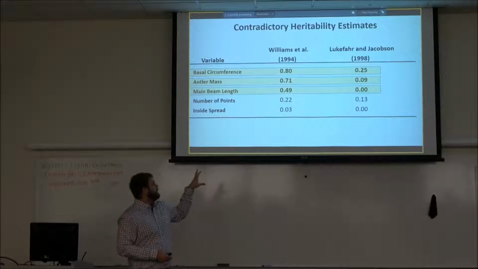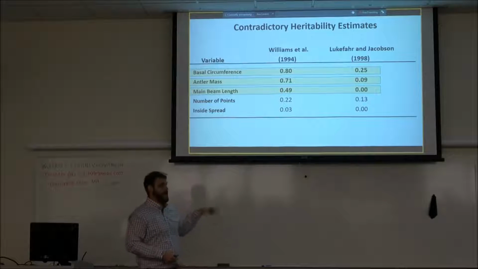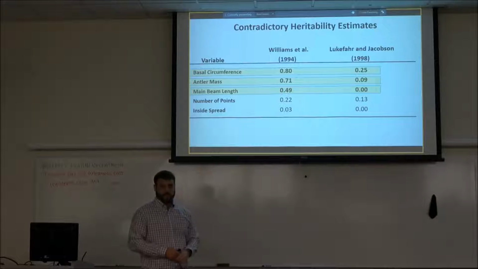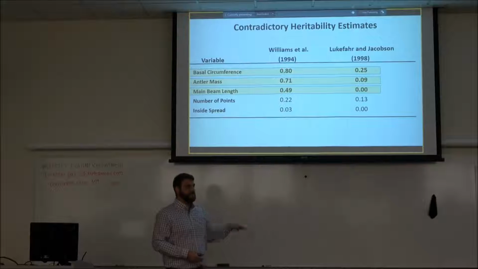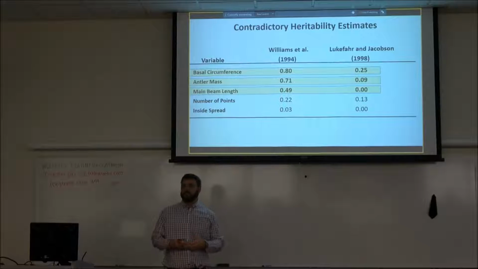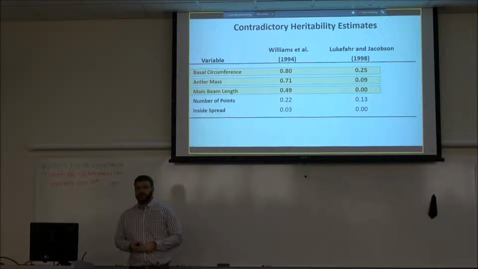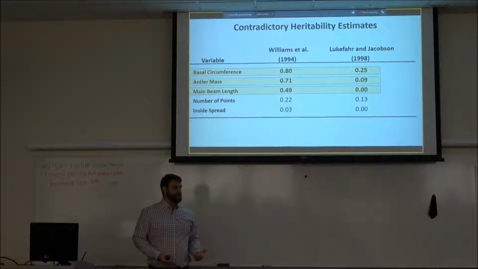So Williams et al., those two, basal circumference and antler mass, were really heritable metrics. But then Lukefahr and Jacobson did a study in '98 that showed those same metrics weren't nearly as heritable. So again, when you're trying to model these different management strategies, this becomes really important to have accurate heritability estimates.